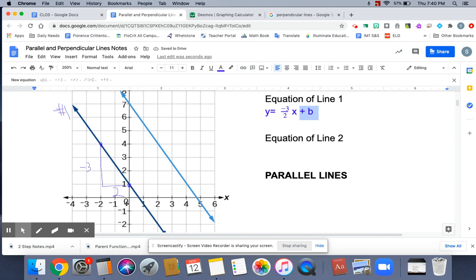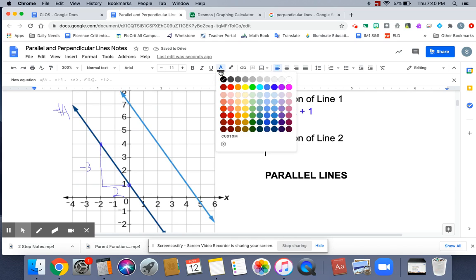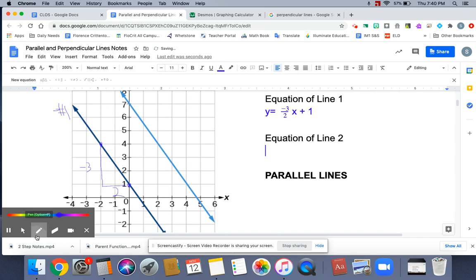And then plus my b, my starting amount. Well, I'm crossing the y-axis right here at 1. So my y-intercept is plus 1. So that's this equation. Now we're going to do number 2.